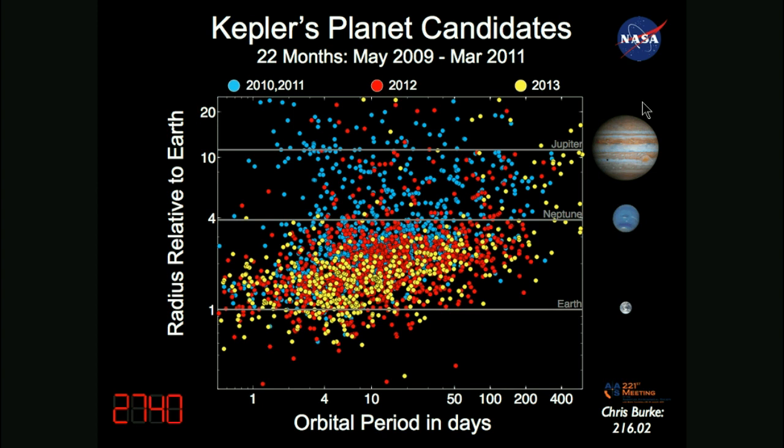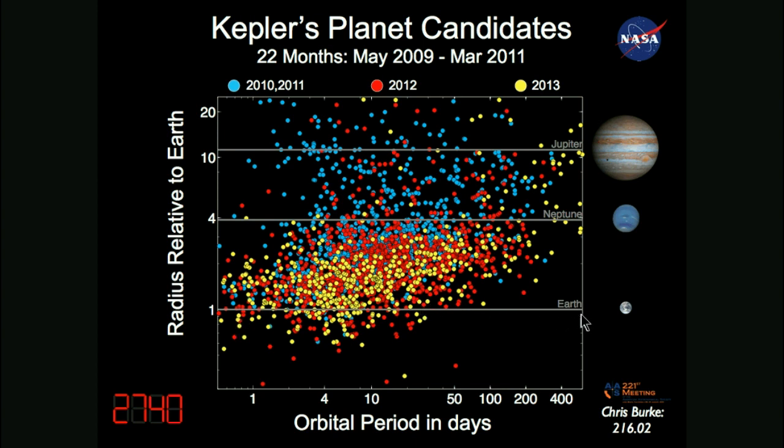So the graph here, we have on the x-axis the orbital period in days, right? And that's how long it takes the planet to orbit its star. This would be in Earth days. And then the radius relative to Earth. Okay, so the y-axis is how big the planet is compared to the Earth.